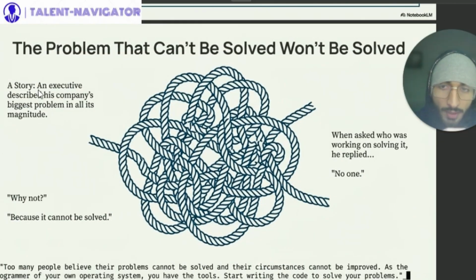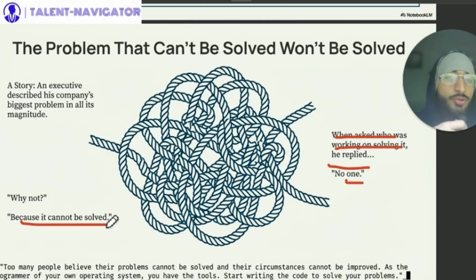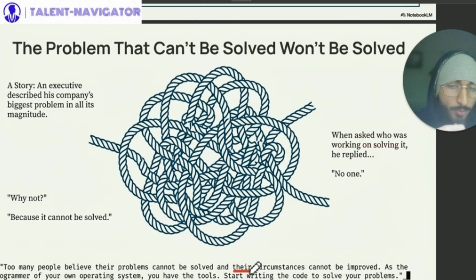A story. An executive described his company's biggest problem in all its magnitude. Right? So, when asked who was working on solving it, he replied, no one. Why not? Because it cannot be solved. So, too many people believe their problems cannot be solved and their circumstances cannot be improved. As the programmer of your own operating system, you have the tools. Start writing the code to solve your problems in life.